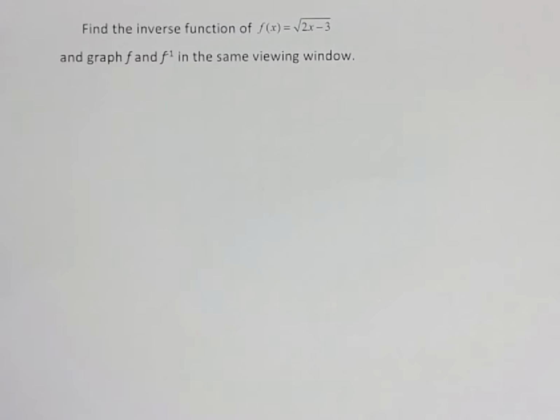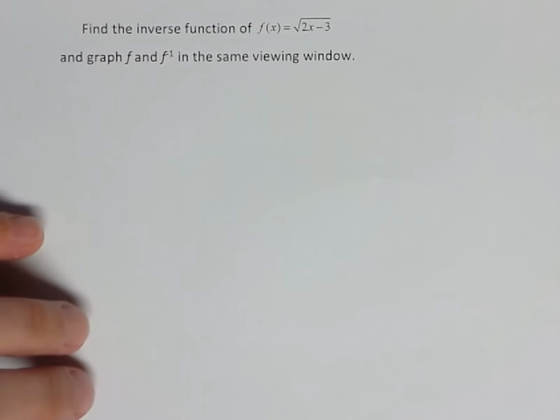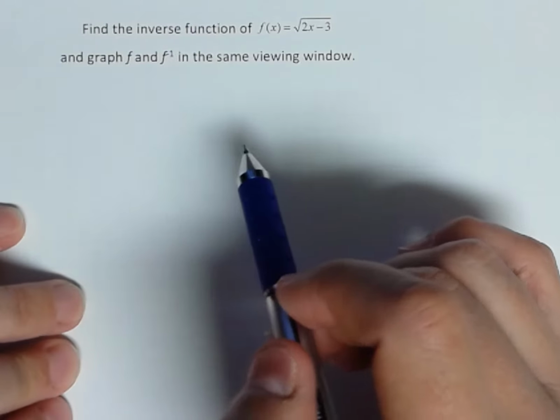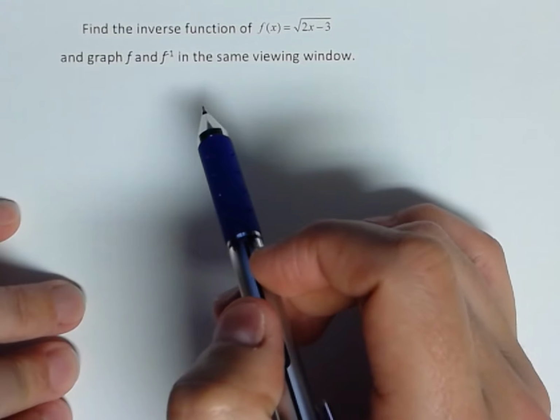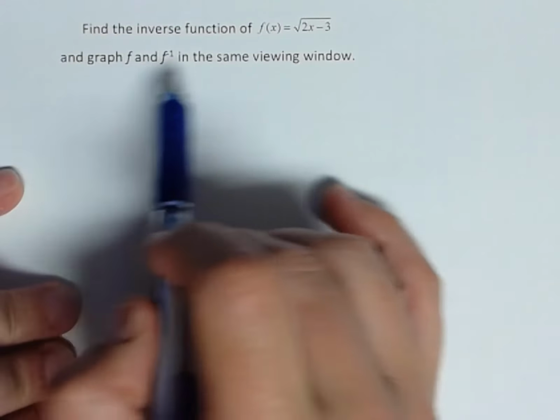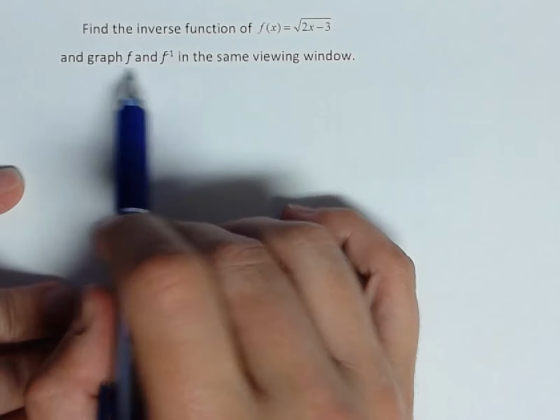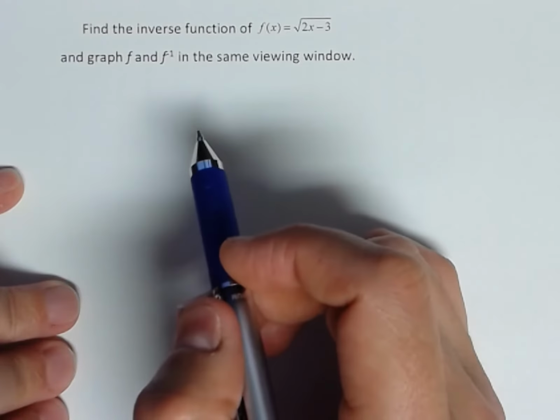Okay, let's look at one more example here, finding the inverse of a function. So we have a square root function, square root of 2x minus 3. We're going to find that inverse, and then I also want you just to graph it on your calculator. I'll graph it on mine and show you what it looks like. But compare those two graphs.